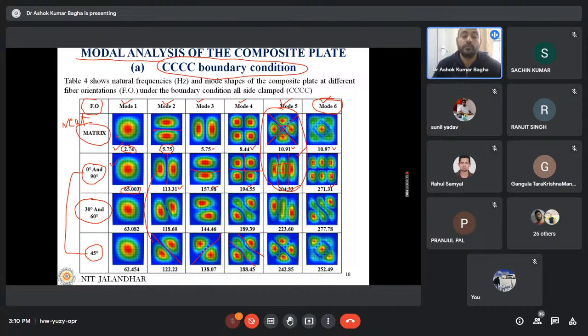But you can say with confidence, no, the fiber orientation puts its effect on the natural frequency, because here the natural frequency is 194 and here the natural frequency is 188. So there is a difference in the natural frequencies, right? Even though the boundary condition is the same, there is a difference in the fiber orientation. So it means that the fiber orientation puts its direct effect on the natural frequency as well as on the mode shapes of the structure. So this is very, very important.